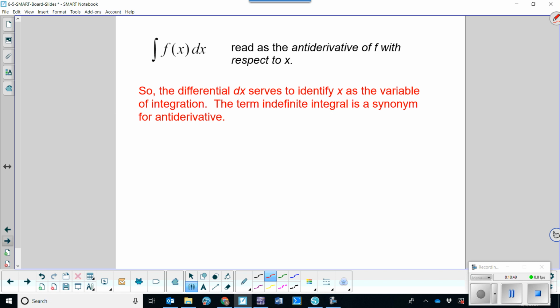The way we read it is the antiderivative of f with respect to x, or we say the integral of f of x dx. The dx, again, is super, super important. Very, very important. And we also call this an indefinite integral. We'll do definite integrals soon. You'll see the difference. It's indefinite, and it's the same thing as the antiderivative. So both of those things are the same.